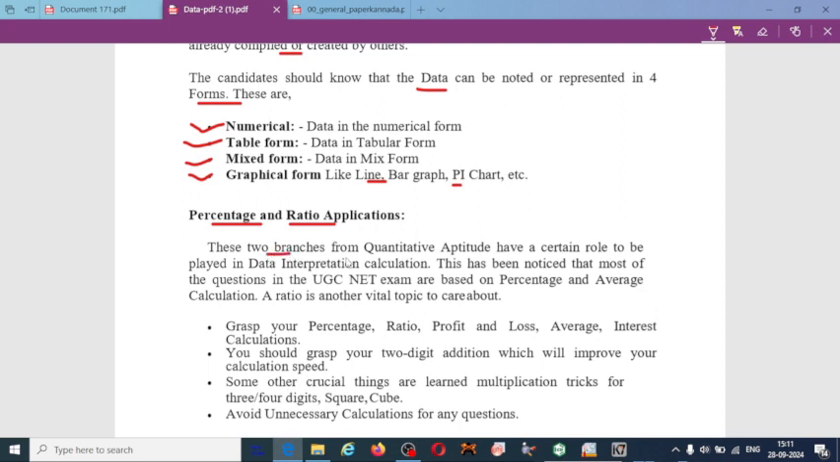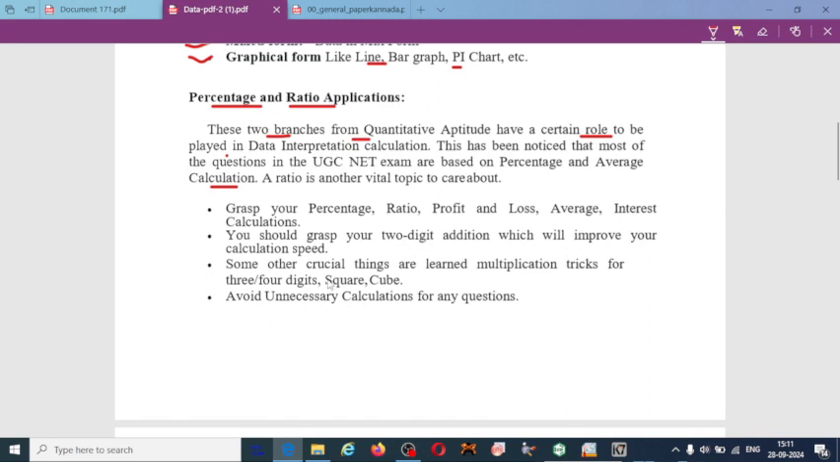So two branches from quantitative aptitude have a certain role: percentage and ratio play a part in data interpretation calculation. Most of the questions in the UGC NET or Kset are based on percentage and average calculation. You can go to the previous year question papers. In the majority of data interpretation questions you have to calculate either percentage or ratio. Other than that, you can calculate percentage, ratio, profit, loss, average, interest. So you must have the idea about them.